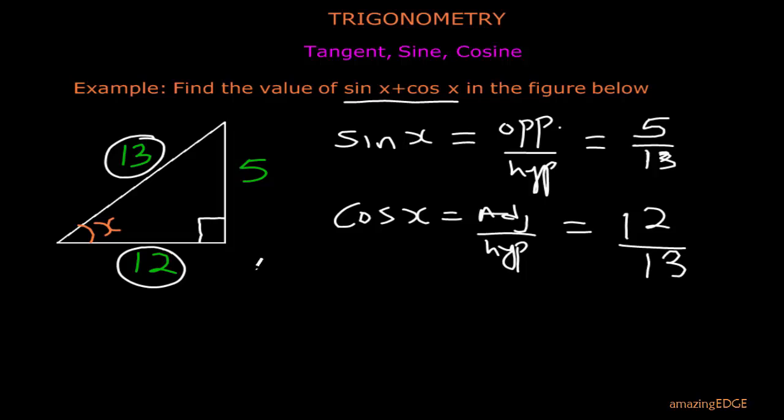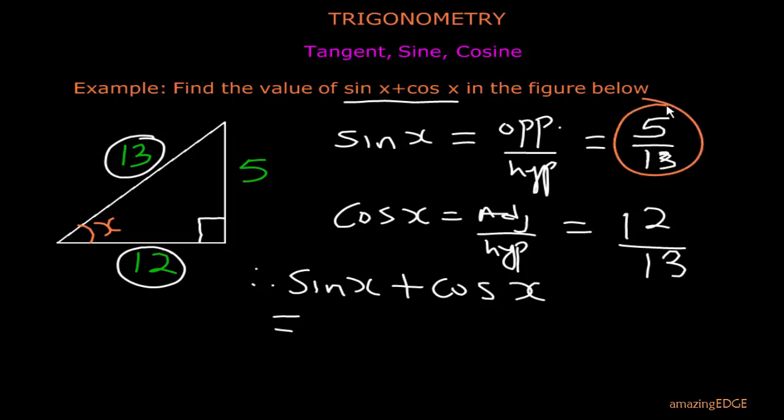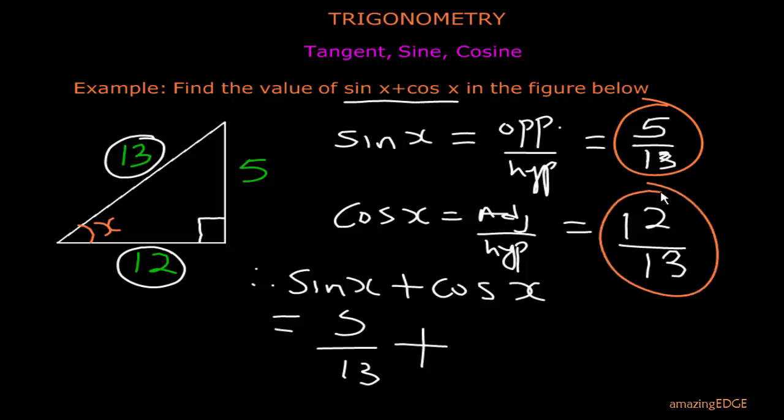Now with this, we are ready to find sine x plus cos x. So therefore, sine x plus cos x will be equal to, what is sine x? Sine x is 5/13. So we write 5/13 plus cos x. And what is cos x? Cos x is 12/13. So here we have plus 12/13.